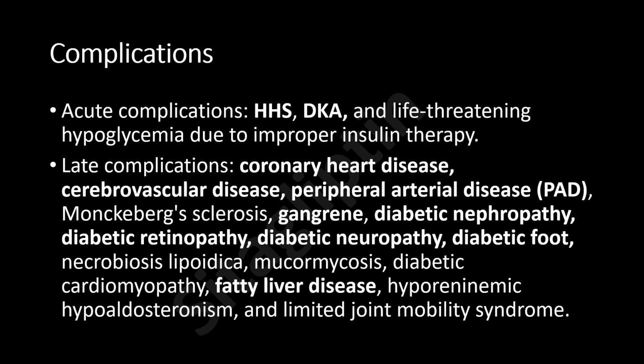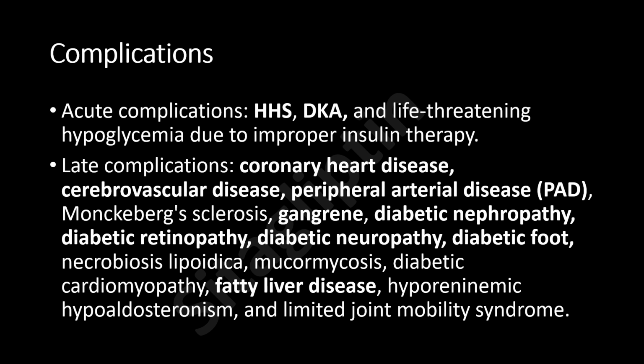So, late complications of diabetes include coronary heart disease, cerebrovascular disease, peripheral arterial disease, and Monckeberg's sclerosis. All of these come under the heading of arteriosclerosis. Gangrene can happen, and this is due to ischemic pathogenesis mechanisms that underlie diabetes.